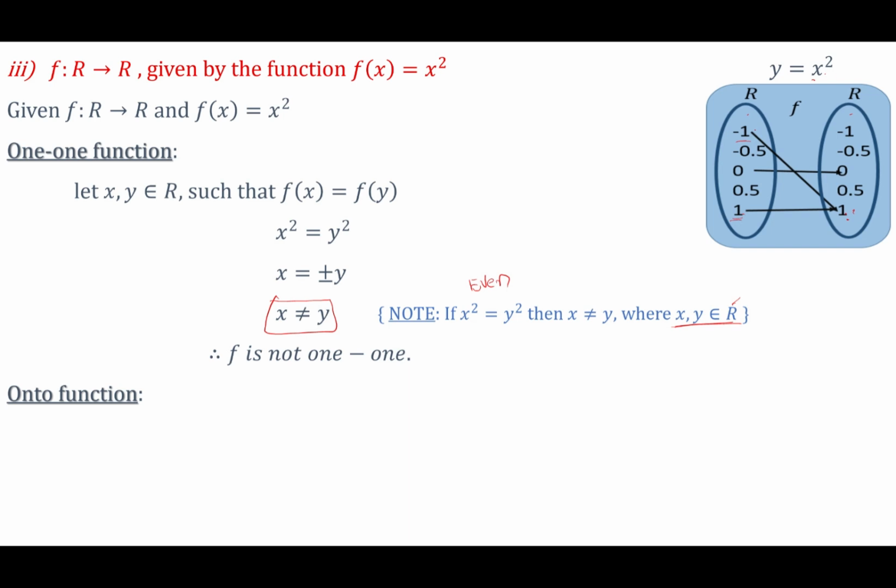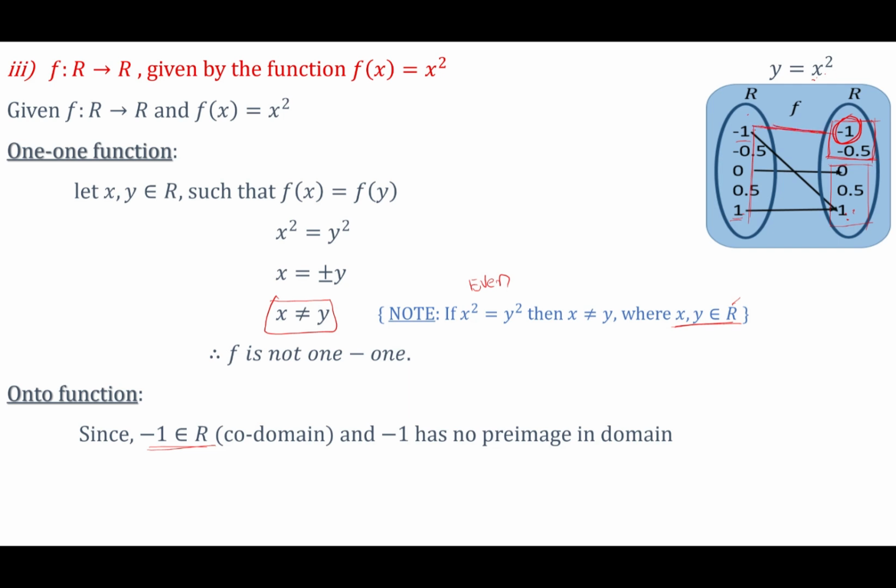If I plug in any real number, I'm getting output as positive only, because it's x square. So the outputs are positive only. So there is no pre-image for the negative integers of set B, the codomain. So the given function is not onto. See here, since -1 belongs to the codomain, I don't have any pre-image in the domain. So if I don't have any pre-image, then it is not an onto function.